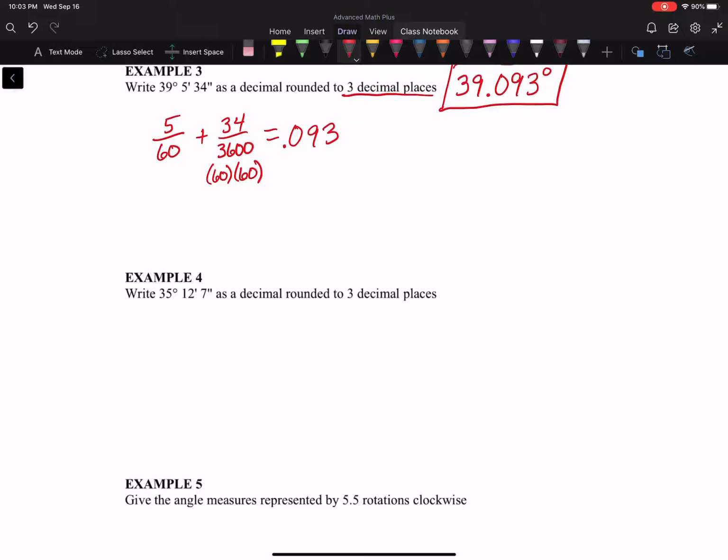Don't worry about your degree, just write it as 35. It's not going to change. 35, we're going to divide 12 by 60 plus the seconds divided by 3600. Put that in our calculator. We'll get 0.202. So we put that on the end, 35.202 degrees.